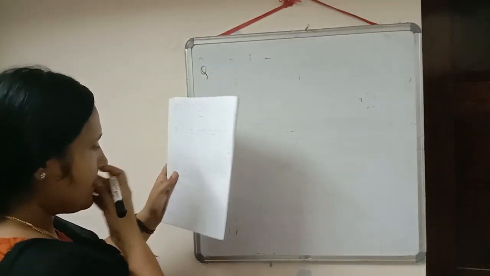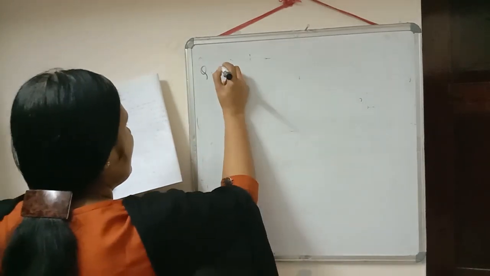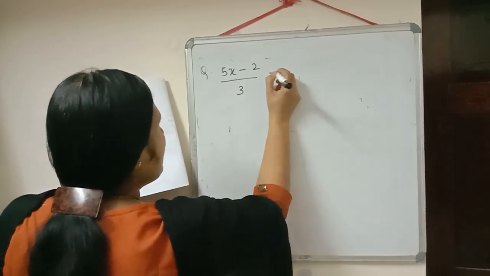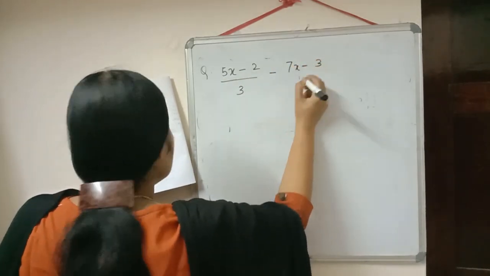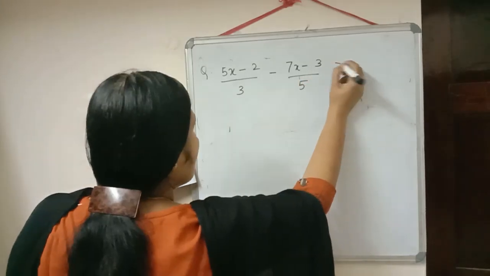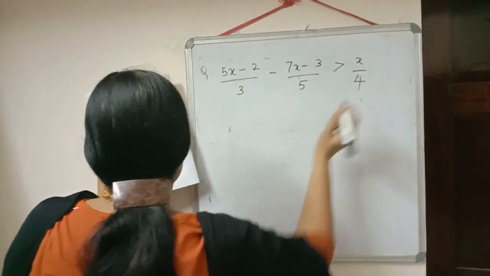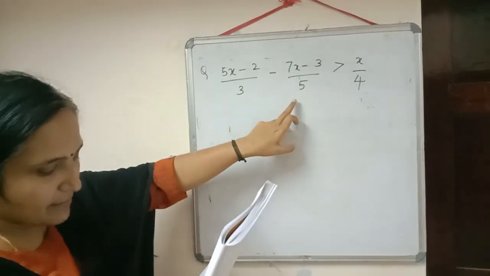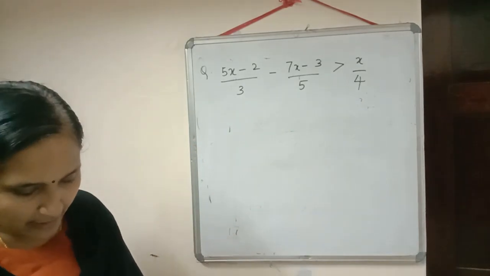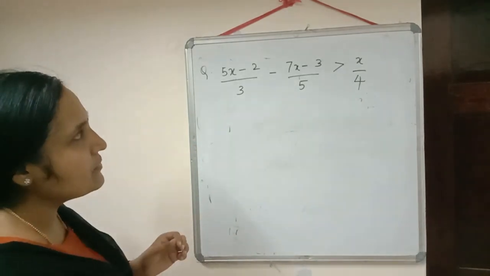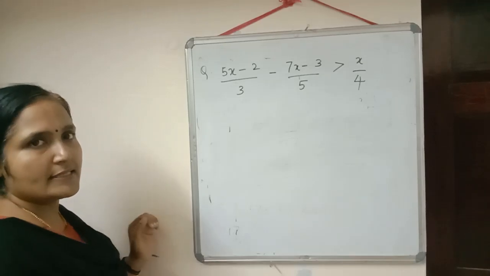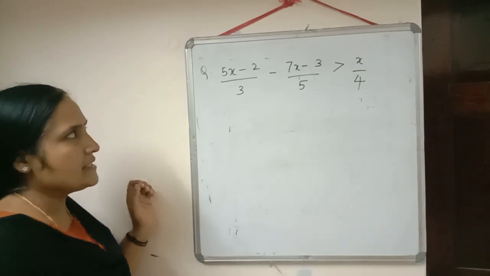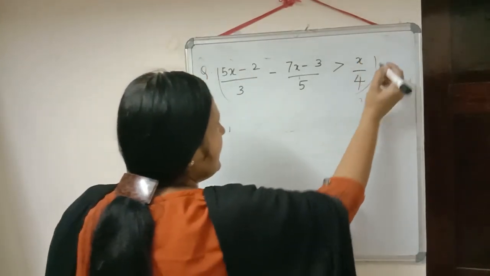Next question is (5x minus 2)/3 minus (7x minus 3)/5 greater than x/4. So again, first what can we do? We can multiply the whole by the LCM. In the previous one only, we checked the LCM of these three numbers is 60. So we multiply the whole equation by 60.